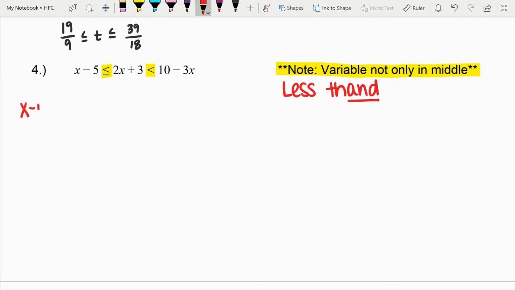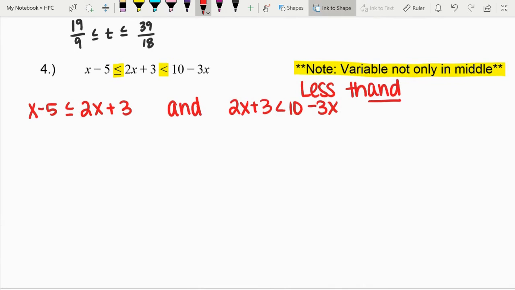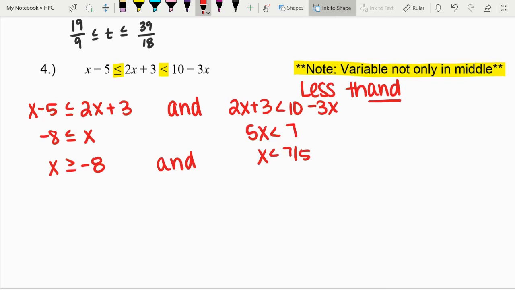So we will have x minus 5 is less than or equal to 2x plus 3, and we have 2x plus 3 is less than 10 minus 3x. So now we have two problems, two inequalities to solve. So let's solve one at a time. So I end up having -8 is less than or equal to x. I always like to have my variable on the right-hand side, so I'm just going to rewrite this as x is greater than or equal to -8. Then I can go ahead and solve the second one. So I will end up having 5x is less than 7. So x is less than 7/5.